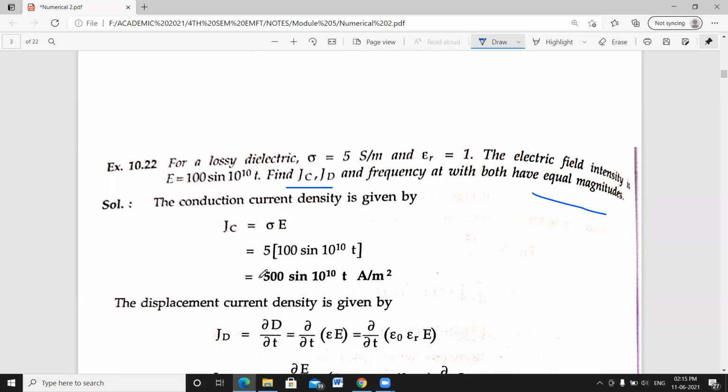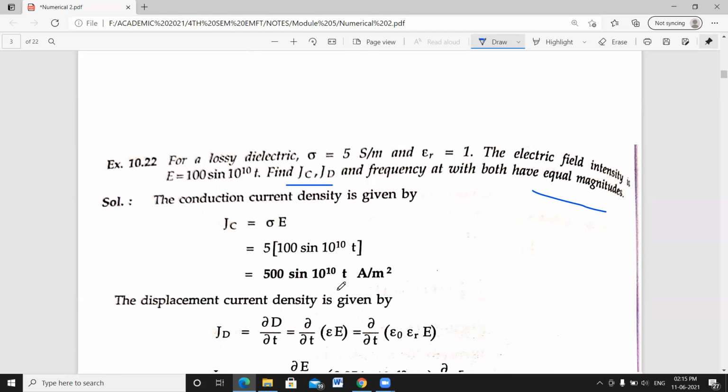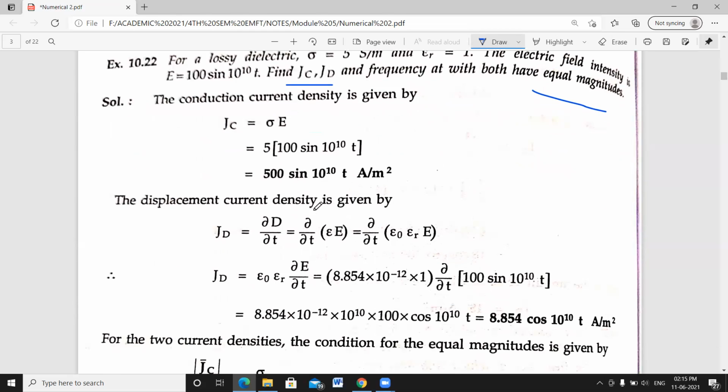Just to multiply here, del as 500 sin 10^10 t amperes per meter square. Then the displacement current density, conduction current density and displacement current density: JD is going to be ∂D divided by ∂t. ∂D is of what?